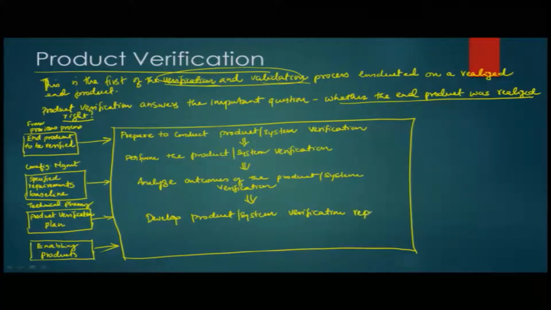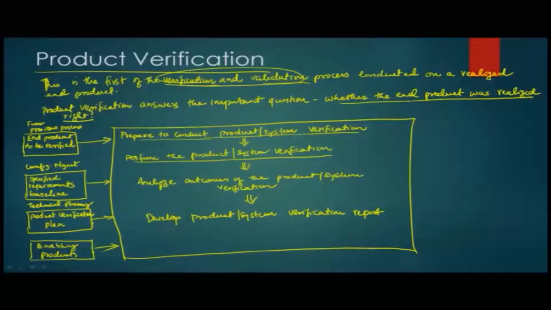So the process again: first we prepare to conduct the product system verification. Then we actually perform it. Preparation means you have to come up with certain experimentations, use certain machinery, and ensure that things are all set up and appropriate data capturing mechanisms are available. Then you analyze the outcomes of the verification, and then you develop the verification report.